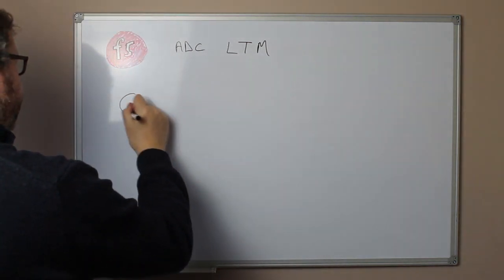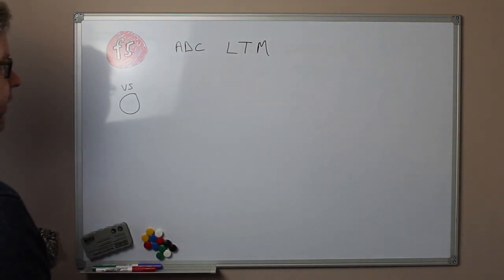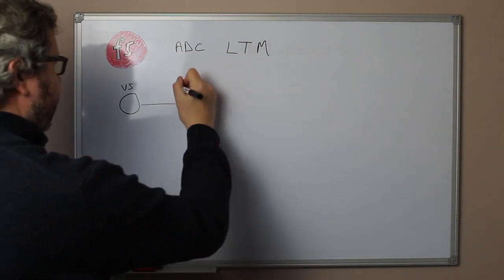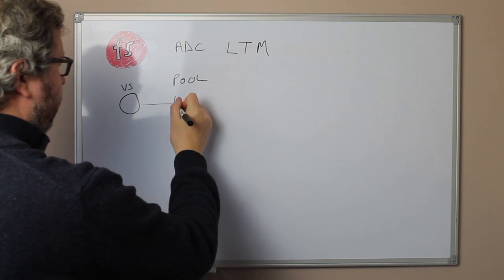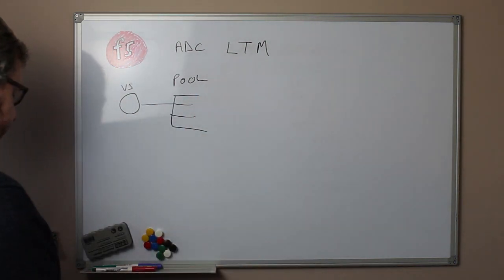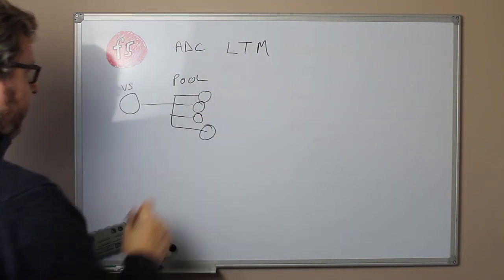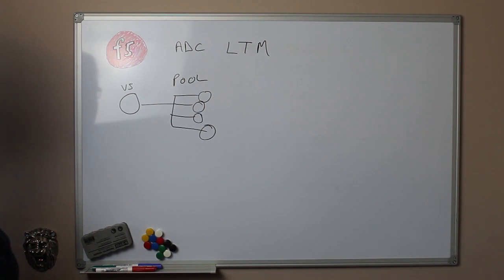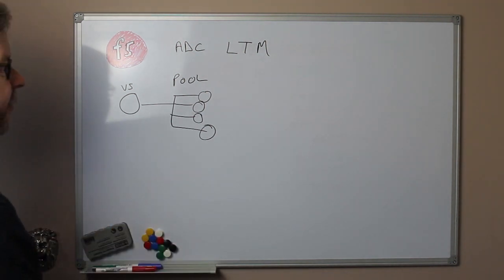So we have the virtual server, which is the front end of your load balanced service. That then feeds into a pool, and that pool can be any number of back-end servers which the traffic will be balanced across. Like the virtual server, the pool has a number of attributes which are important.